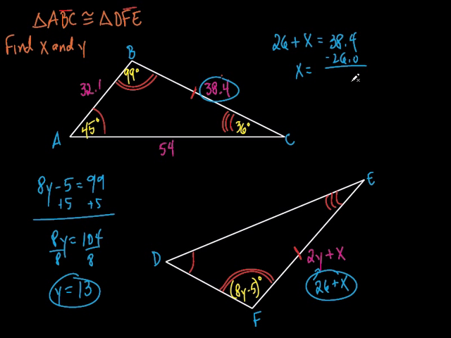Guess you don't really need that, but let's see what we get. We get a 4, we get a 2, we get a decimal right there, and then we get a 1. So it's 12.4. So x equals 12.4, and that's our answer for x and y. That's how we can use congruent triangles to solve for x and y.